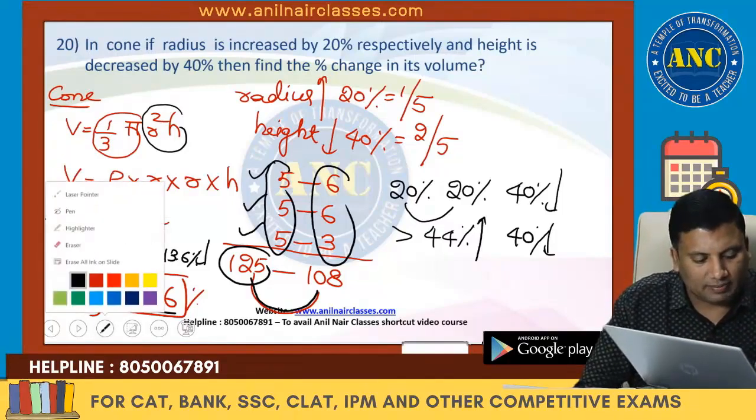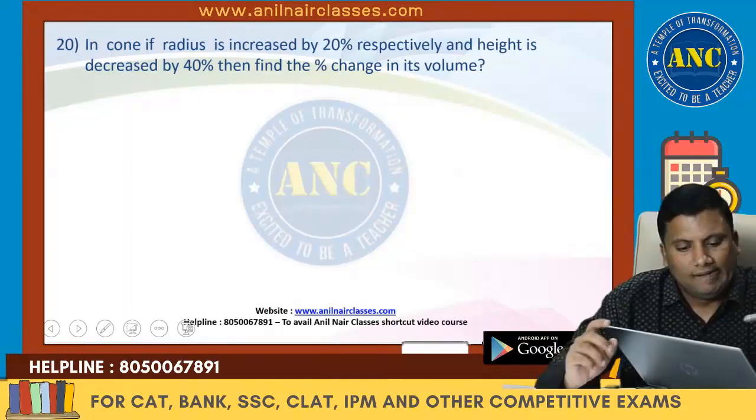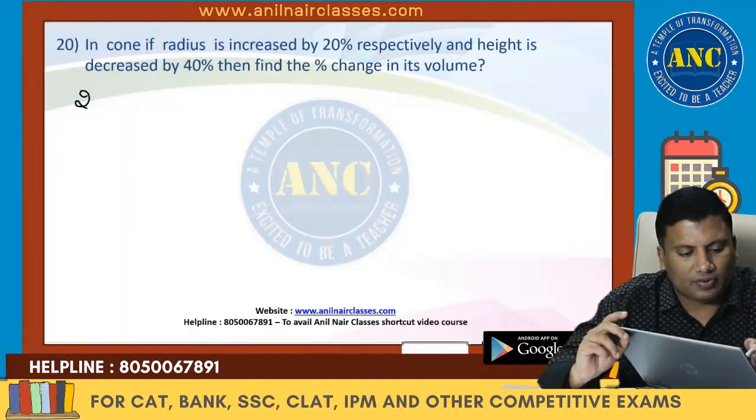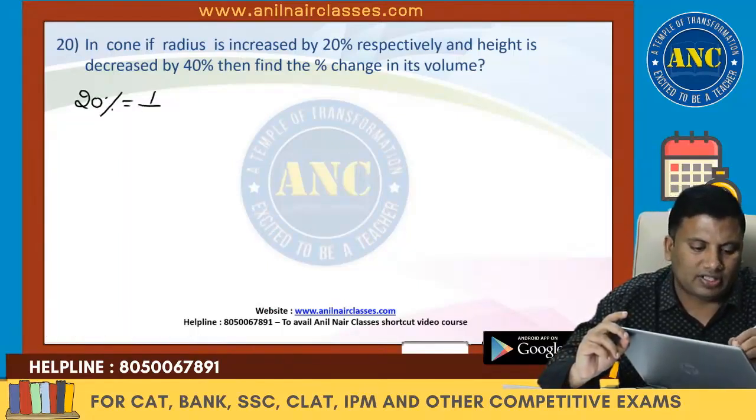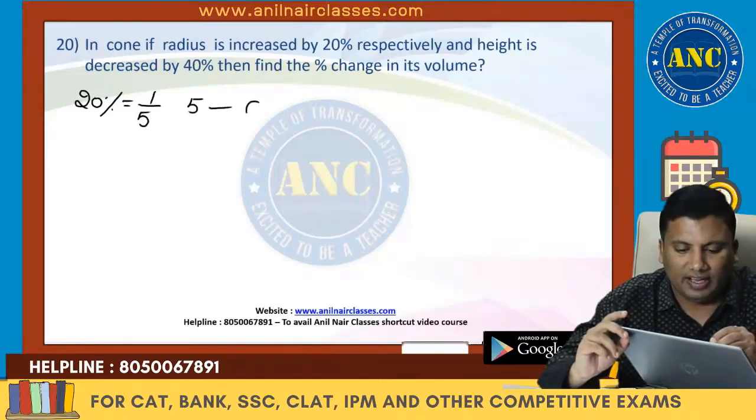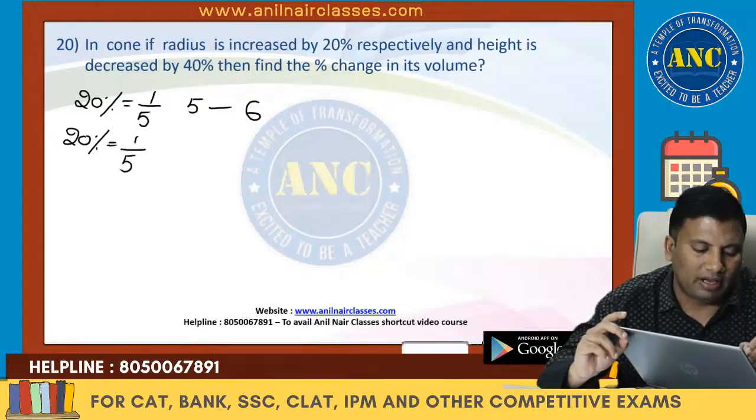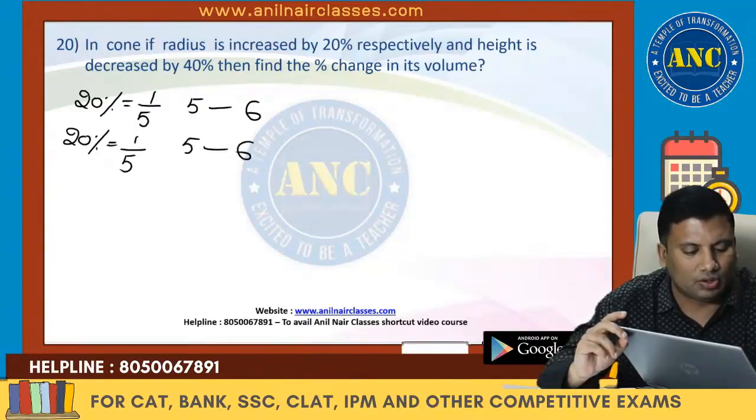I am sensing something is wrong here. The radius is increased by 20 percent. 20 percent is 1 by 5, so 5 is increased to 6. Again, pi r square h, with r going from 5 to 6.